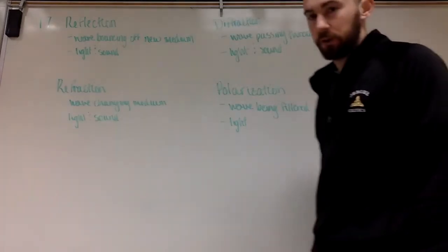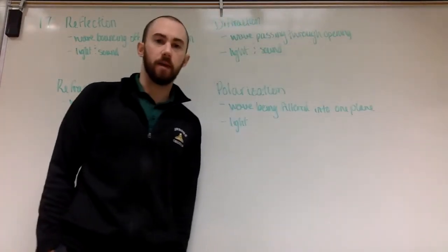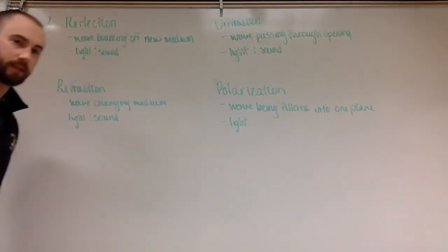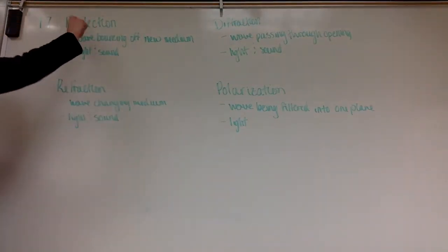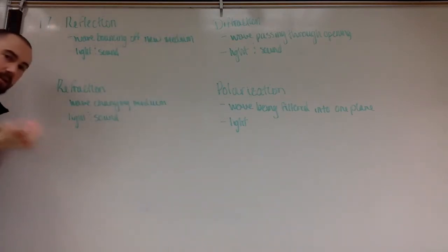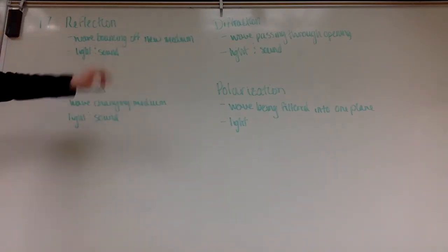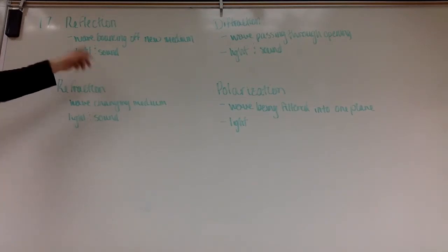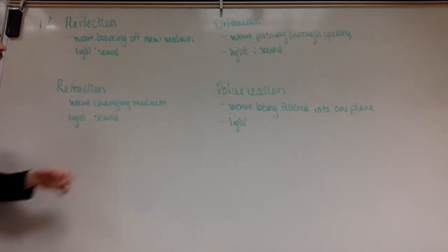So let's take a look at the different terms that we've learned. Let's go through them and make sure we understand what they are and how they relate to different types of waves. The first one is reflection, and reflection, remember, is just a wave bouncing off a new medium. It hits it, comes back. This works for both light and sound. This is how you get echoes, and that's how you can see your reflection.